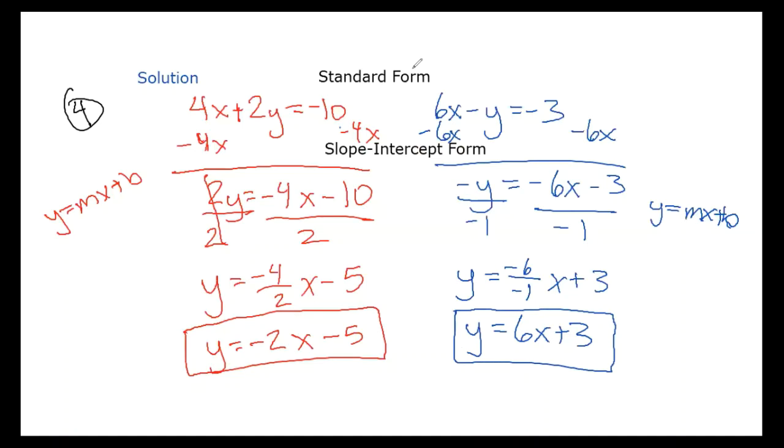Any questions about how we convert standard form to slope-intercept form by rearranging the variables to get y equals mx plus b? Okay, I'm going to write these two equations in the upper right-hand corner because I need all this white space. So we have y equals -2x minus 5, and our other equation is y equals 6x plus 3.